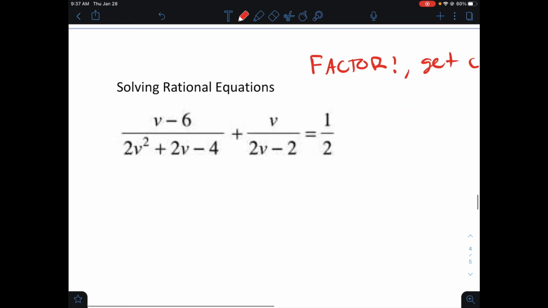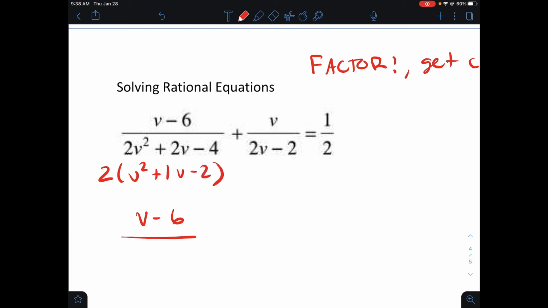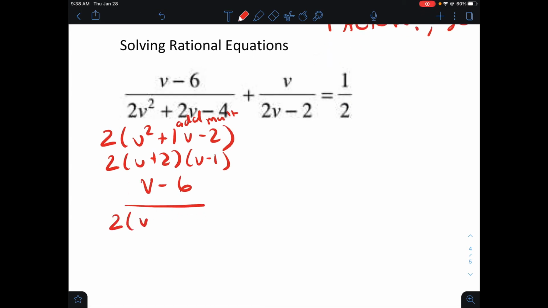All right. So let's go ahead and do some factoring here. So we got v minus 6 on the top. Can't do much with that. And then on the bottom, I can take a greatest common factor of 2 out. And then let's see, it'd be v plus 2, v minus 1. So we're going to get 2 times (v plus 2)(v minus 1). How did I get that? I was like, well, what's going to multiply to give me a -2 and add to give me a 1. So we're going to have a 2, v plus 2, v minus 1.